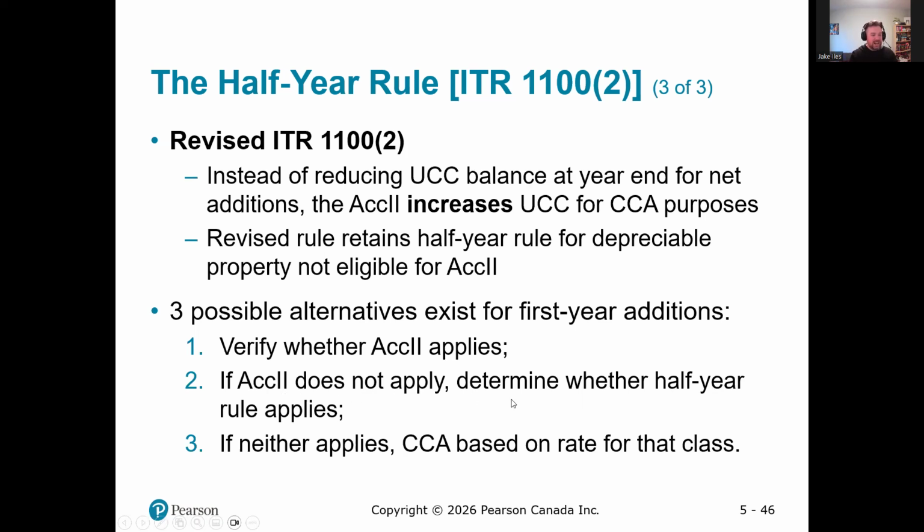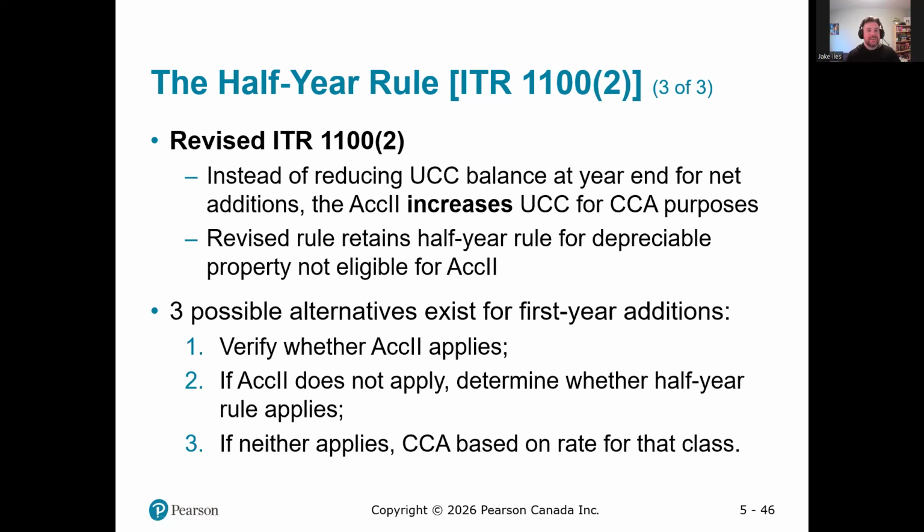If AccII does not apply, does the half-year rule still apply? If neither applies, the CCA rate is based on the rate for that class. So it says, if the AccII does not apply and the half-year rule doesn't apply, then we're just taking normal CCA. If the AccII applies and the half-year rule applies, they'll undo each other, 50% times 2. So we'll take the usual CCA. So in order for CCA to be adjusted, we need to have the half-year rule applying and the AccII not applying. Does this sound confusing?